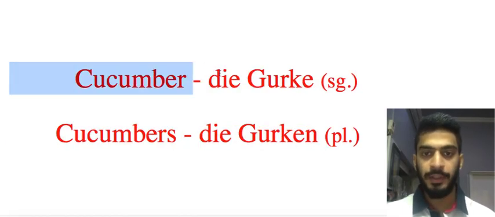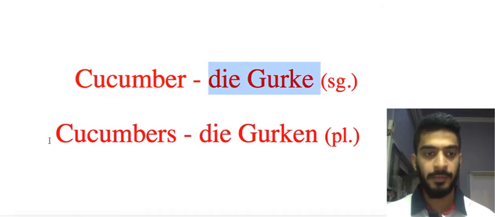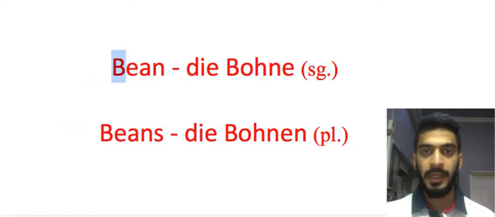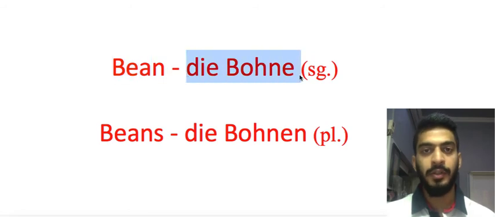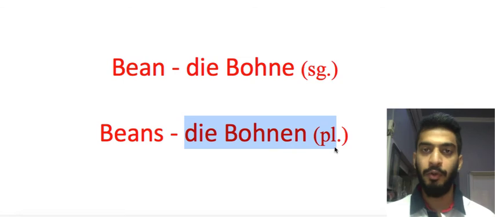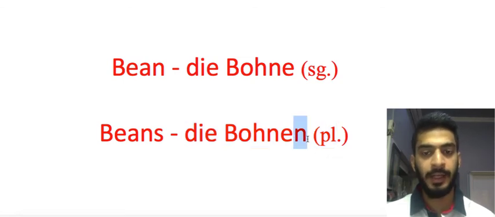Cucumber, die Gurke, singular form. Cucumbers, die Gurken, plural form. Extra N at the last. The Gurken. Bean, die Bohne, singular form. Beans, die Bohnen, plural form. Again, we have extra N at the last.